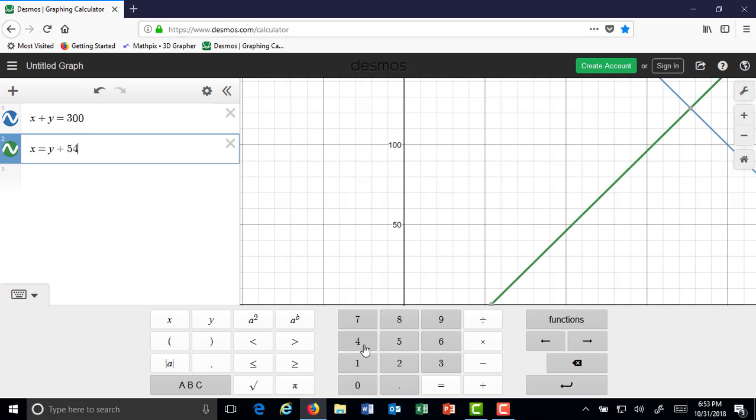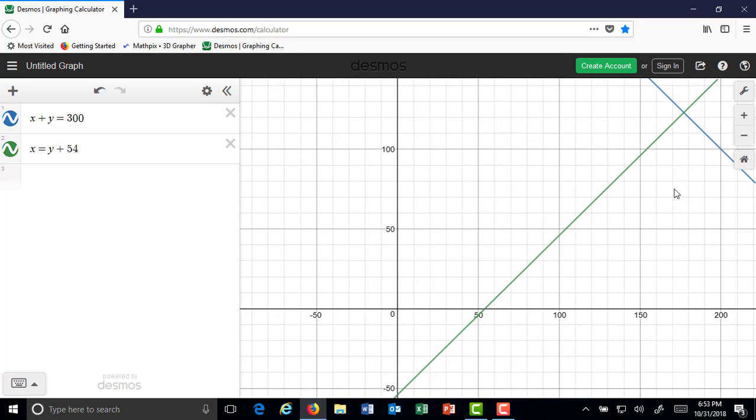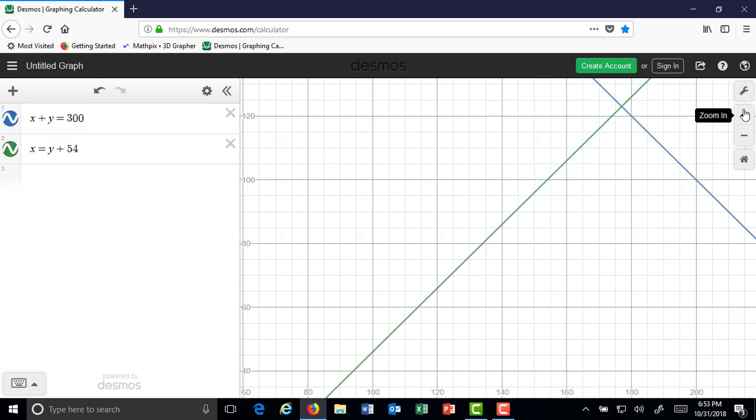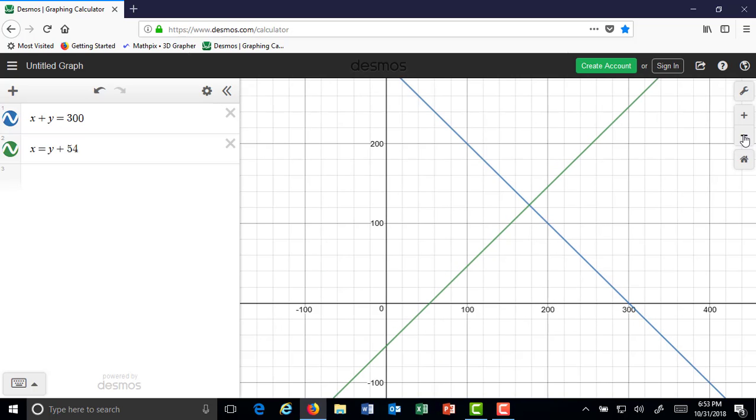So, if we check this out, and let's zoom out a little. No, I zoomed in. Okay. So there are the two lines of which we hope that this. Did we get that? We did? Yeah.